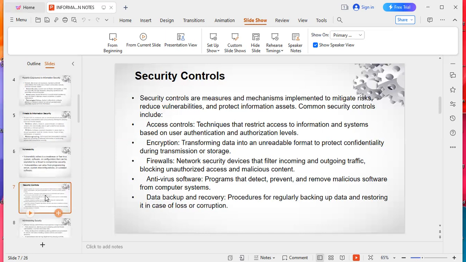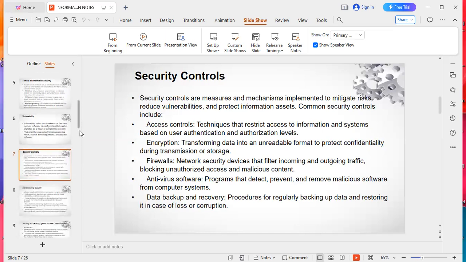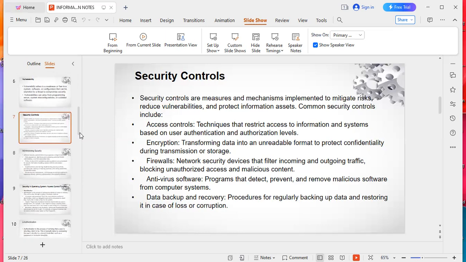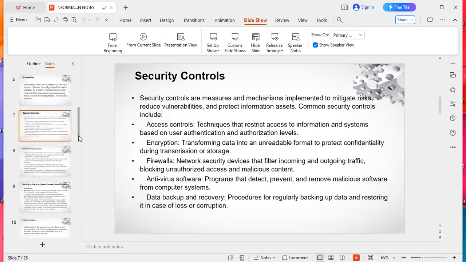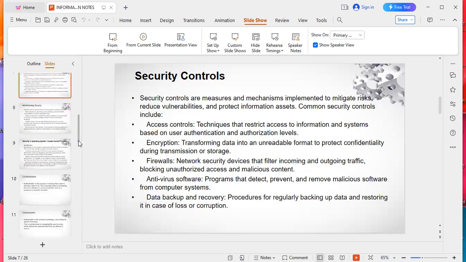So data backup and recovery is also another security control measure. These are procedures which are used regularly to back up data and to restore lost data in case they are lost due to corruption of the data or loss.